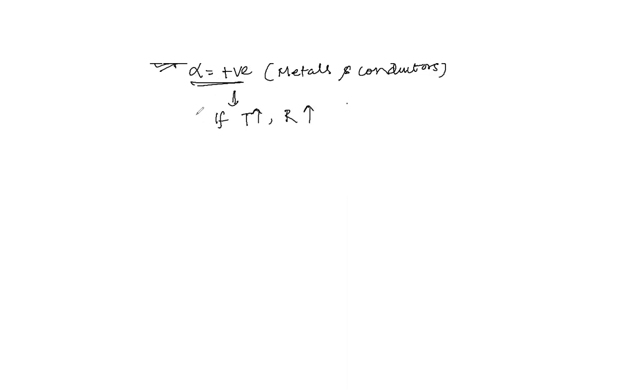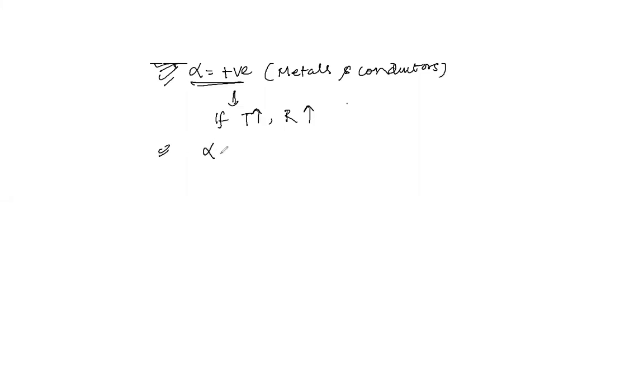Well, if alpha is positive, these are the properties. These are very important: whether alpha is positive, negative or zero decides what type of material this is. If alpha is positive, that usually happens in metals and conductors. Mostly the metals are conductors. So in that case, what is the impact? If we raise the temperature, then the resistance also increases.